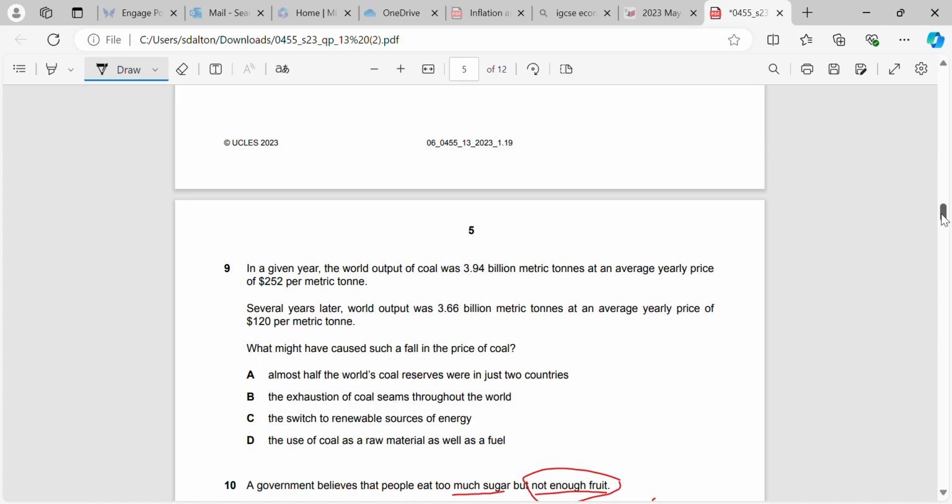Okay, question 9. In a given year, the world output of coal was 3.94 billion metric tons, average yearly price of $252 per metric ton. Several years later, world output was 3.66 billion metric tons at an average yearly price of $120 per metric ton. What might have caused such a fall in the price of coal? Okay, now you can apply a bit of common sense to this question as well, really. The answer would be the switch to renewable sources of energy.